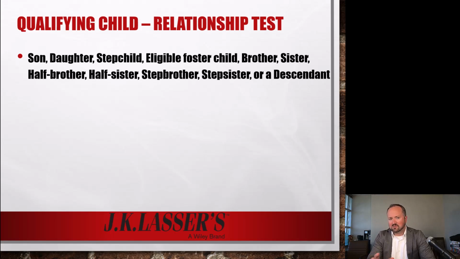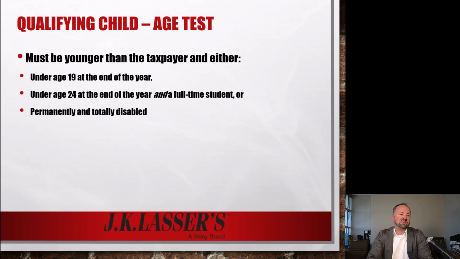So we have to meet the relationship test. By the way, in these 4 tests, we have to meet all 4 of these. The next test in qualifying child is the age test. And this one, again, kind of falls in line with the out and down mentality, in that the qualifying child must be younger than the individual claiming the child as a qualifying child, and either one of these.